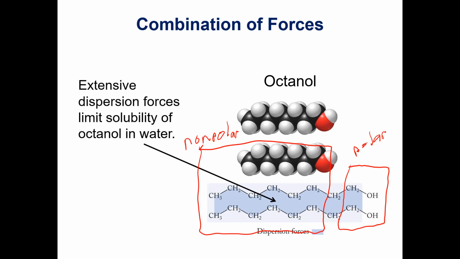And we can actually use these properties in things like soap. We have one end that's polar that bonds with the water, or that is attracted to the water, and then we have one end that's nonpolar that's attracted to things like dirt and grease that might be on your hands if you're trying to wash your hands, or grease that's on a dish if you're trying to wash your dishes. And we can use that property to dissolve grease and dirt and things like that.